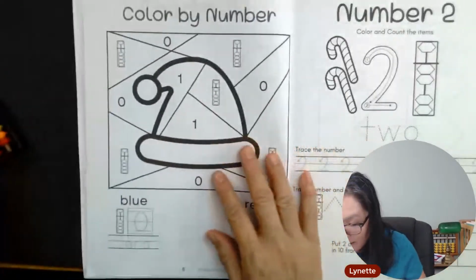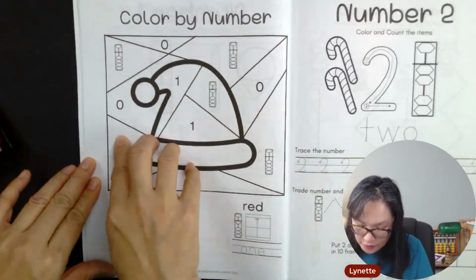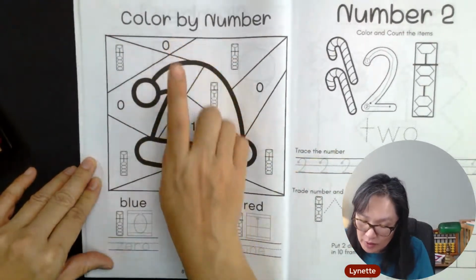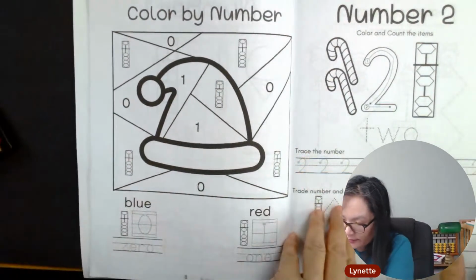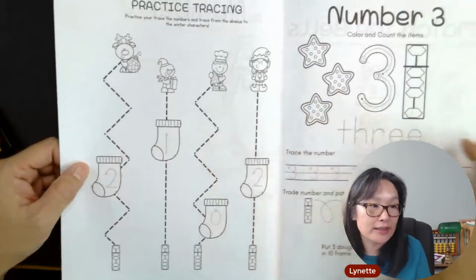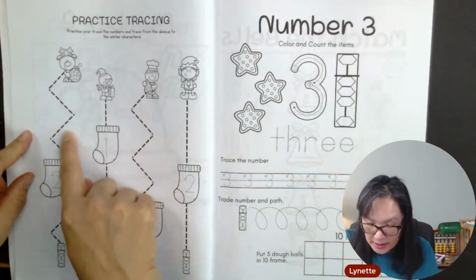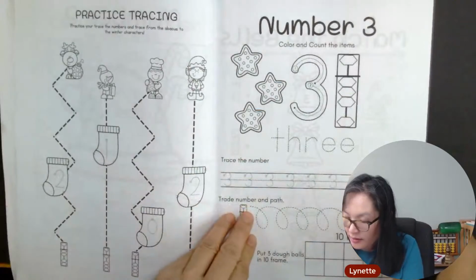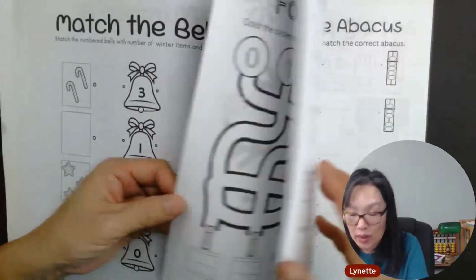And then in the next one, I have color by number, where they have to differentiate between the number, right? The number or the abacus. And then they just color it blue or red. And again, more tracing. So the tracing helps get them to practice their skills. This one is another tracing one, and then number 3. And we go to number 4. Actually, we go all the way to number 20.